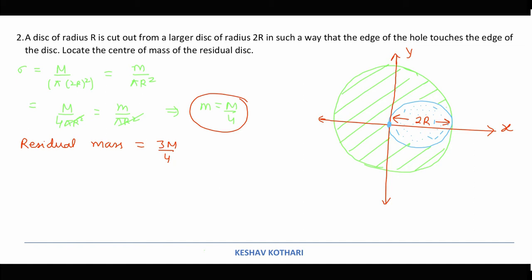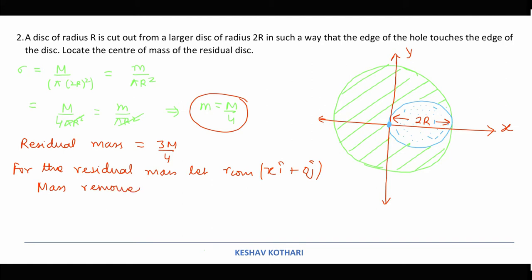So if something as such is going on, then I can say that for the residual mass, let the center of mass be x i cap, 0 j cap, and for the removed mass, the center of mass is at r by 2, I'm sorry, r i cap, for the removed mass it is r i cap, 0 j cap.